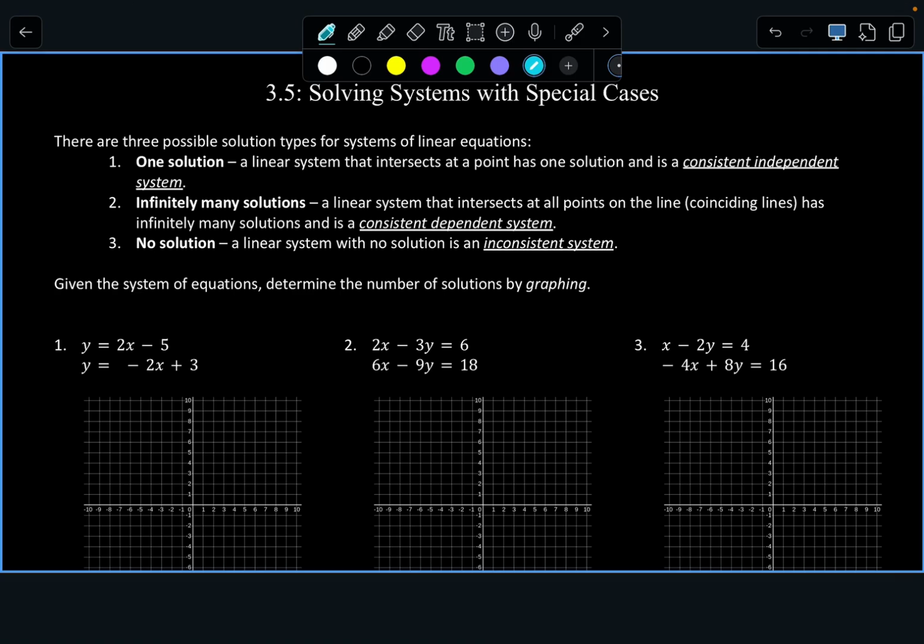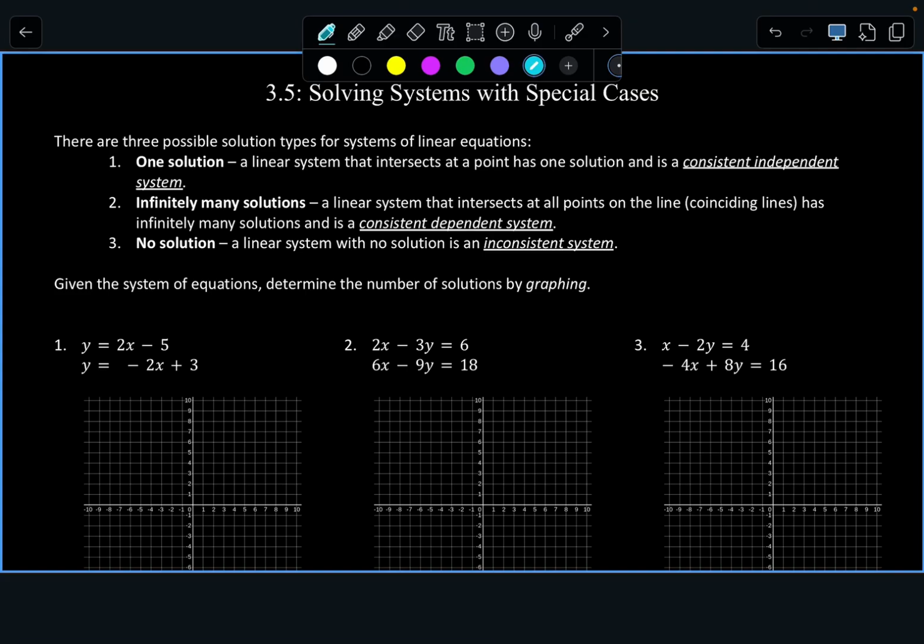we might get 2 equals 2. That's a true statement. It means there are infinitely many solutions because 2 is always equal to 2. If we get 2 equals 5, that's not true. So that is not a solution. What would that look like on a graph?